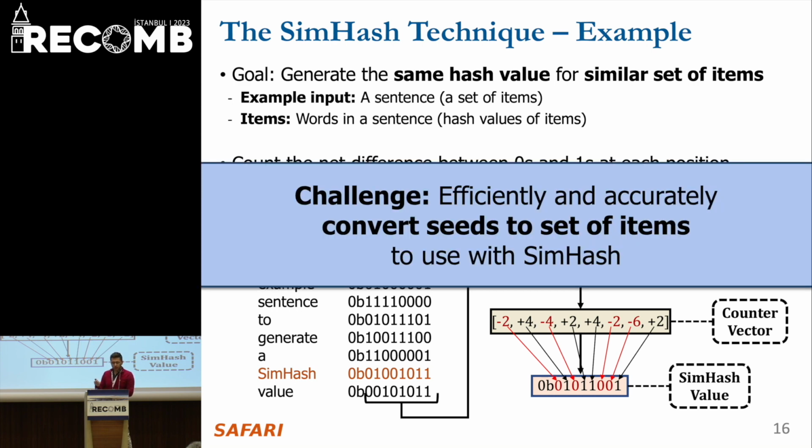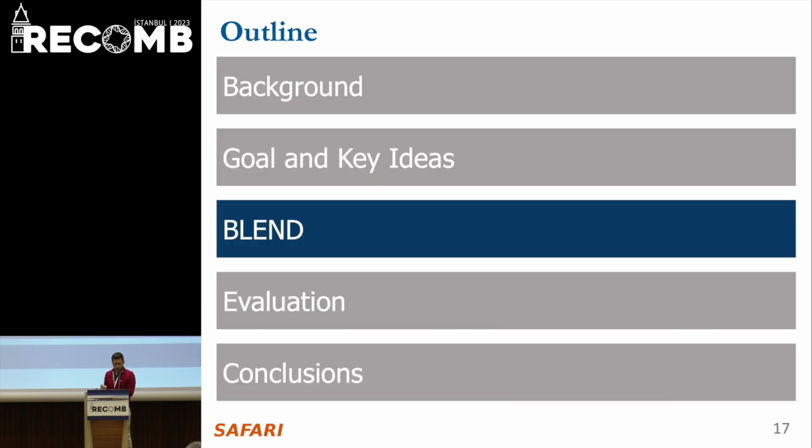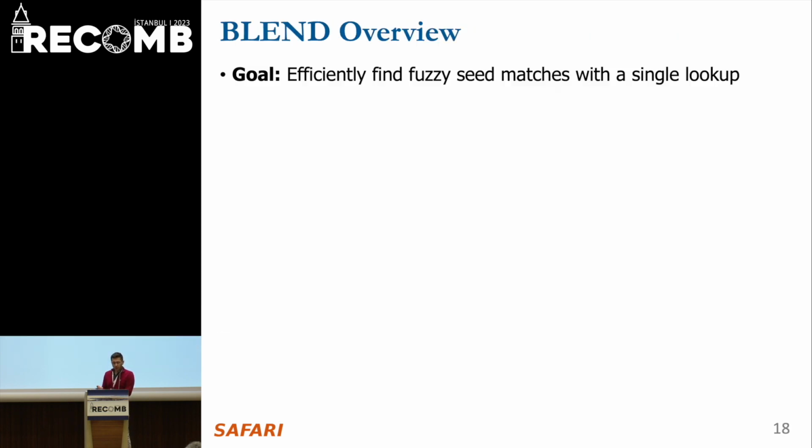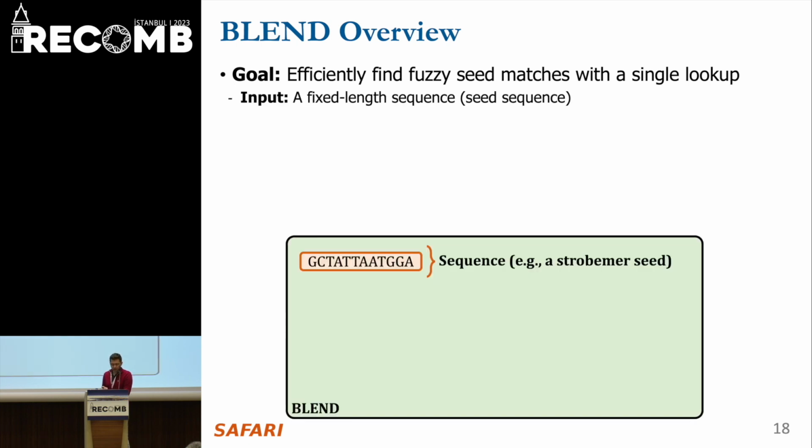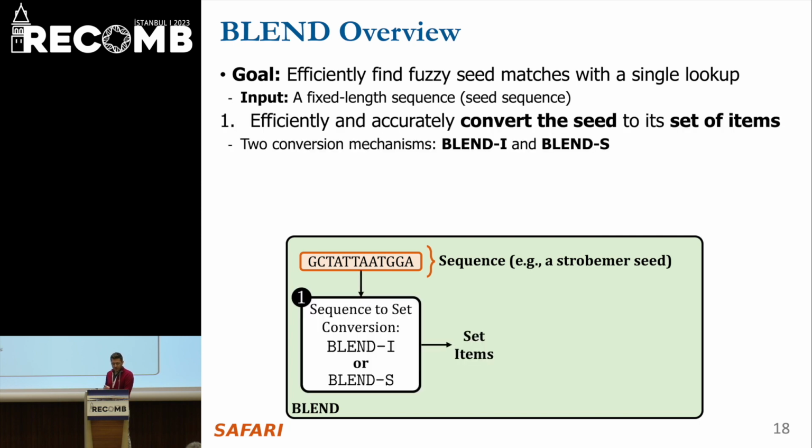So the challenge is to do it efficiently and accurately to convert seeds to a set of items to use with SimHash. So we do this using Blend. Our goal is to efficiently find fuzzy seed matches with a single lookup. The input is a fixed length sequence, for example, a seed sequence.